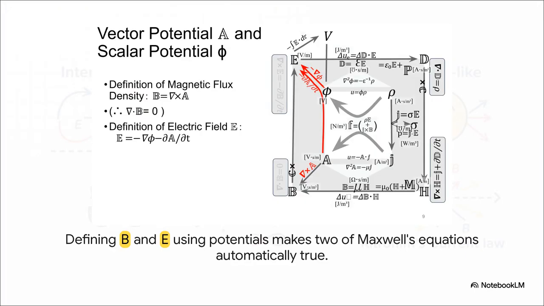So if we define the magnetic field B as the curl of our vector potential A, then one of Maxwell's equations, the one that says the divergence of B is 0, is just automatically true. It just works. And similarly, if we define the electric field E using both potentials, another one of Maxwell's equations is instantly satisfied. We're essentially baking the laws of physics right into our definitions. It makes the whole system so much more elegant.